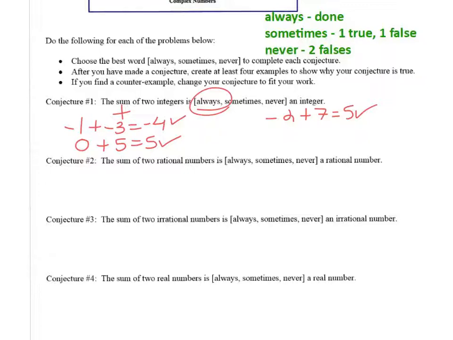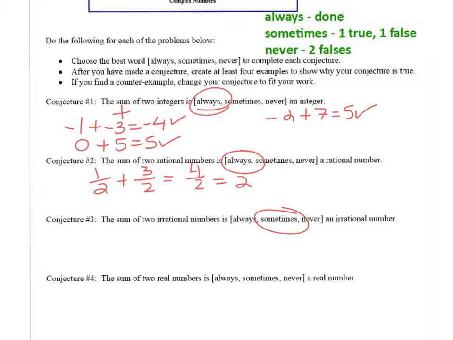Okay, for number 2, you should have said always. The sum of two rational numbers is always a rational number. So if we do 1/2 plus 3/2, that is 4/2. So even though that's 2 and it's an integer, integers are rational, so that works. There's no combination of rational numbers that you can add and not get another rational. So that's always. For number 3, the answer is sometimes.